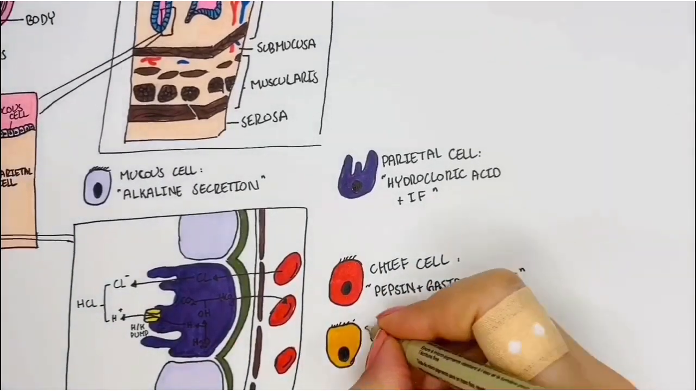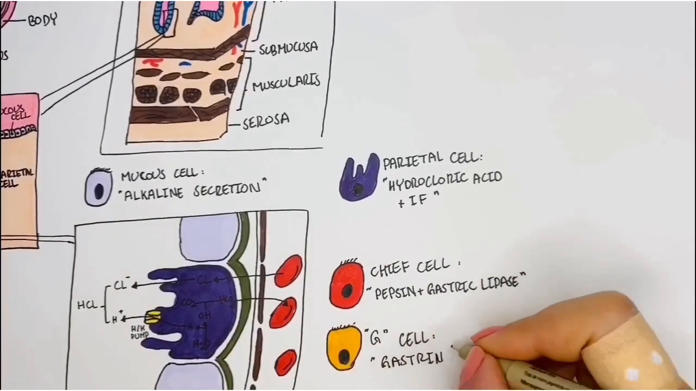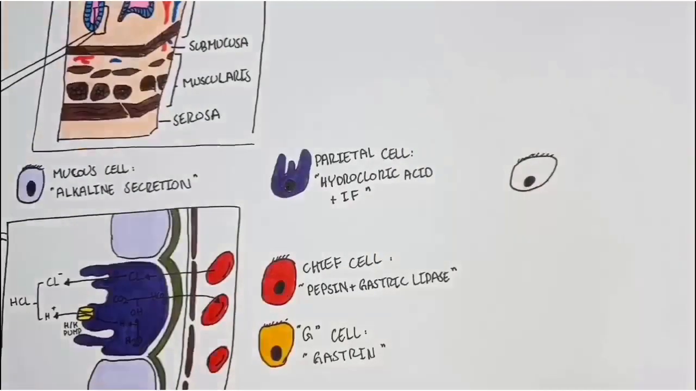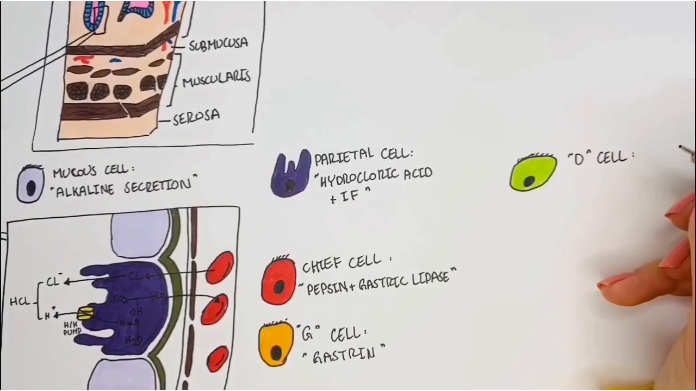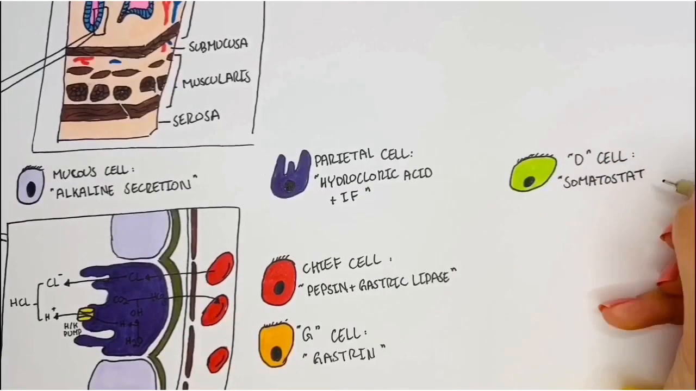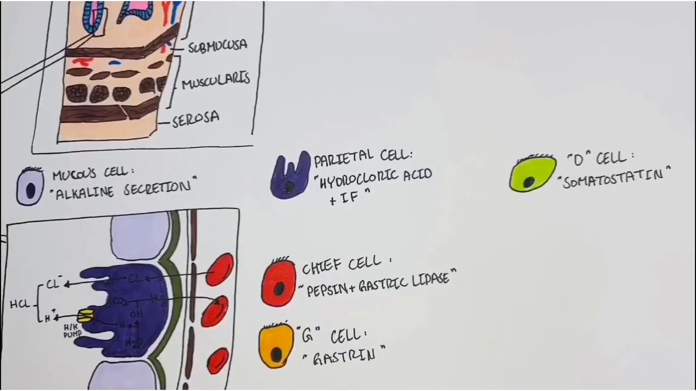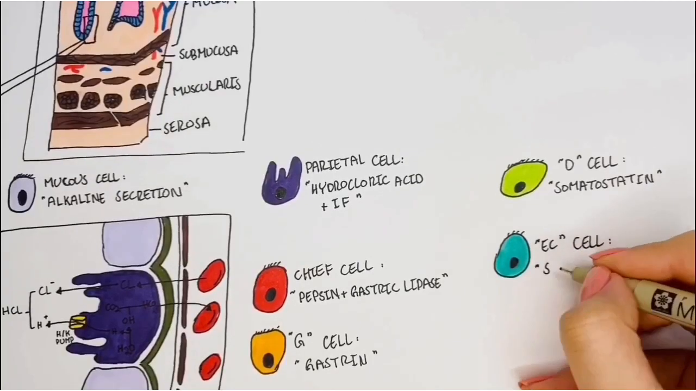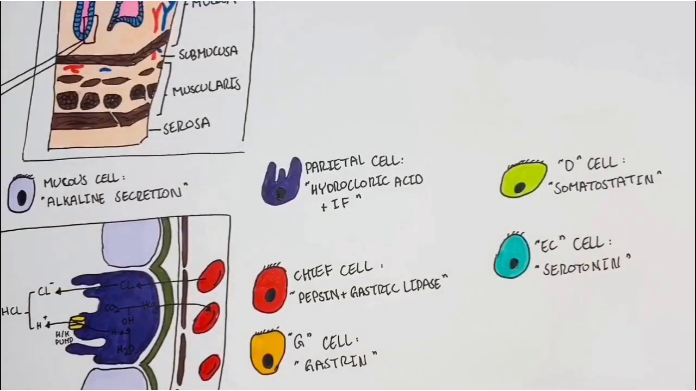Finally, there are the endocrine cells. G cells secrete gastrin, which stimulates parietal cells to secrete hydrochloric acid. D cells secrete somatostatin, which inhibits gastrin secretion from G cells, which in turn leads to the inhibition of hydrochloric acid secretion. Lastly, EC cells, or enterochromaffin cells, secrete serotonin, which inhibits hydrochloric acid secretion directly from parietal cells.